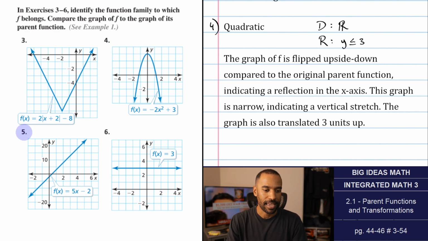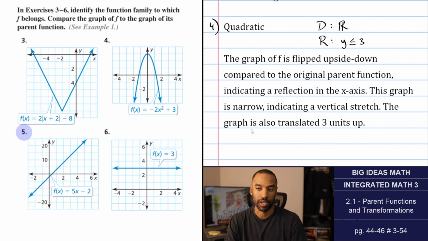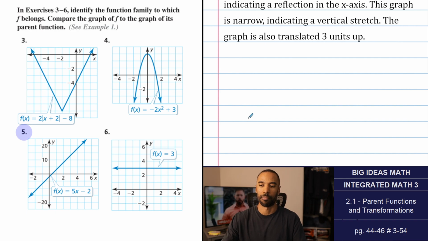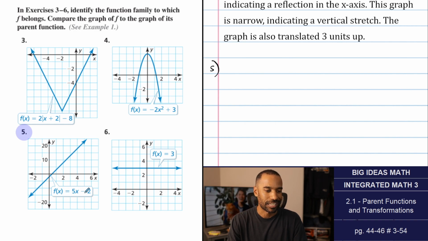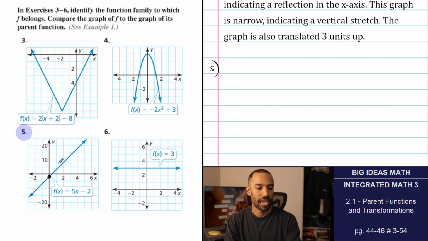Okay, number 5, a linear function. Now, you may know linear functions very well based on things that you did in the past, like IM1, and I trust that you do. Now, the scale of this graph is quite interesting. They say y equals 5x minus 2, and it's kind of hard to see, like, that's a y-intercept of negative 2? This goes up 5 over 1? What's this? The scale is different.